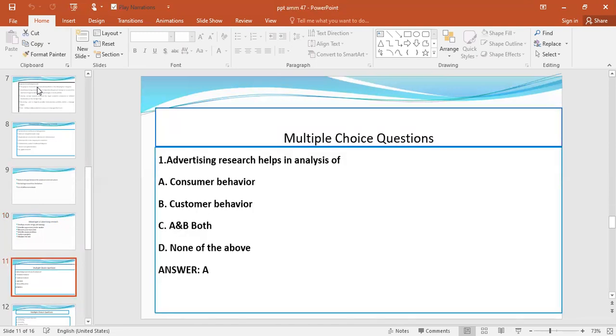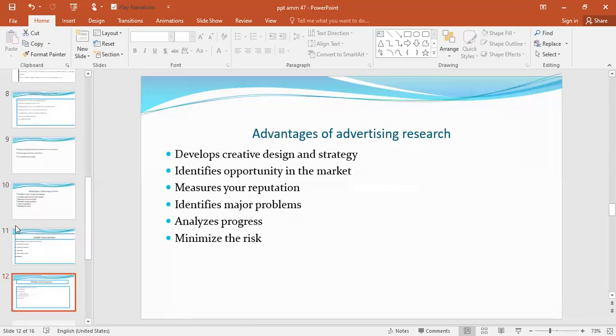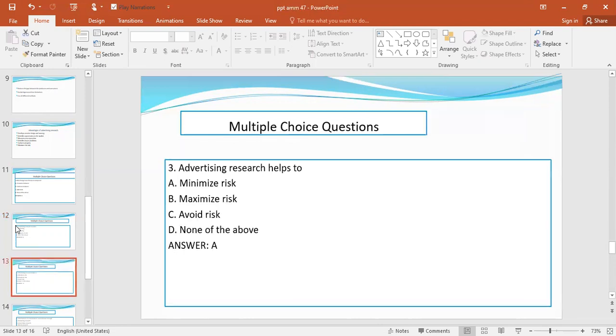So now we have got multiple choice questions based on this session. The first one is: advertising research helps in analysis of consumer behavior, or customer behavior, or both A and B, or none of the above? So the answer for this is consumer behavior. The next question is: advertising research involves gathering, or recording, or analysis of data, or all of the above? So the answer is all of the above.